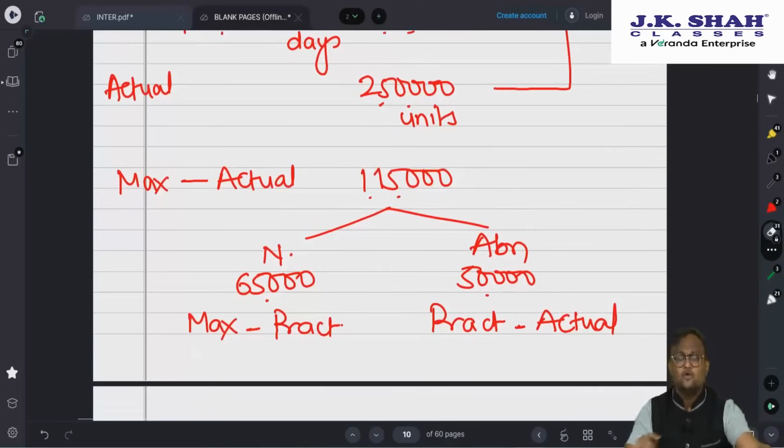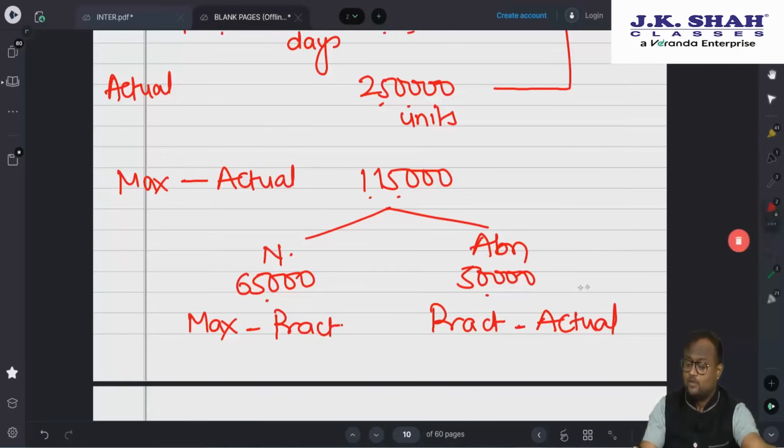You buy a SIM card, you buy a mobile phone of 64 GB. You can't store 64 GB in that. So maximum capacity is 64, but practically it is less than that. And you already know that you will not be able to store 64 GB in that. So something which is already known is normal. So normal idle capacity is maximum minus practical. But practical minus actual gives you abnormal, and you should have a reason for this.